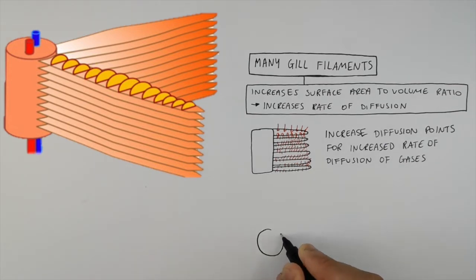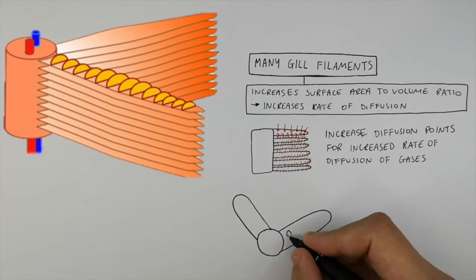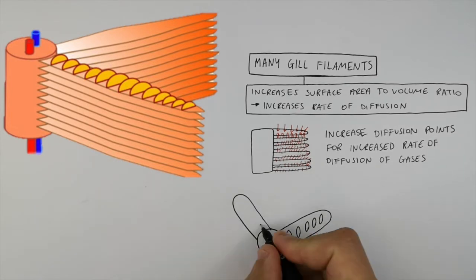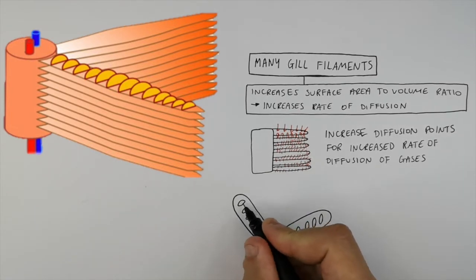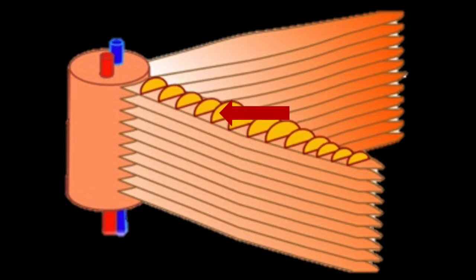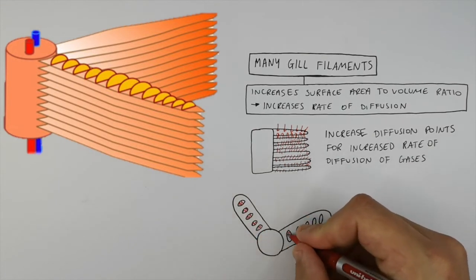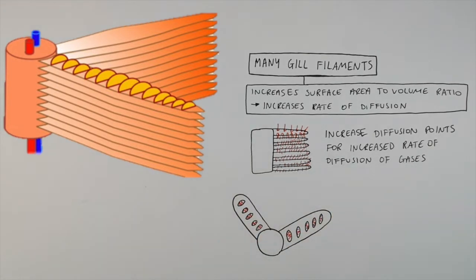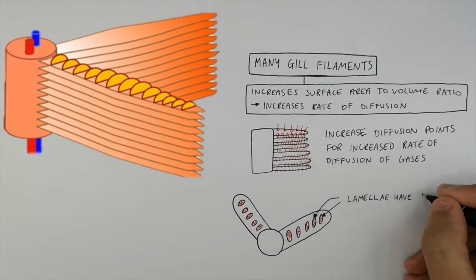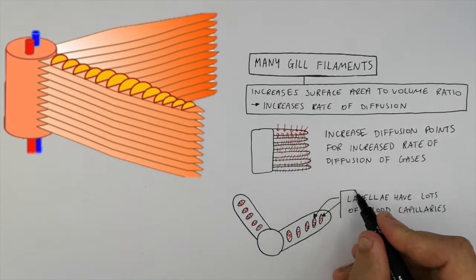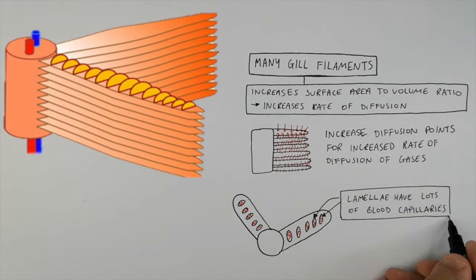This is a view from above a gill. So these are the lamellae. These are the lamellae of the gill filaments, and the arrow is pointing to the lamellae on the other diagram. So the lamellae have lots of blood capillaries, which increases the rate of diffusion of gases.